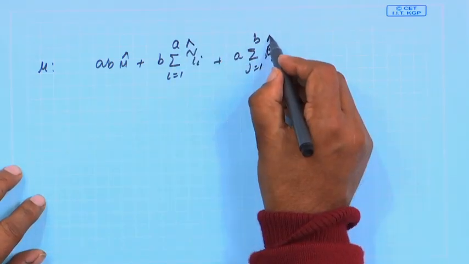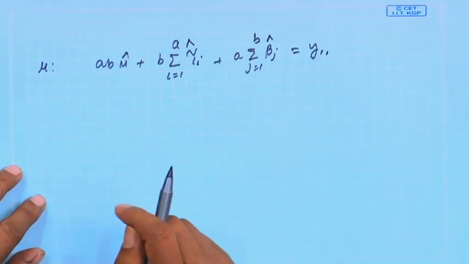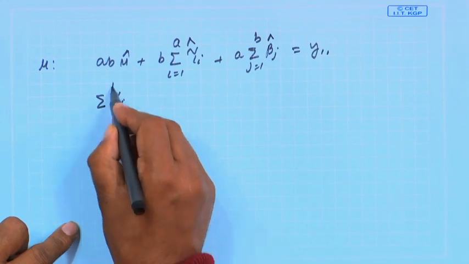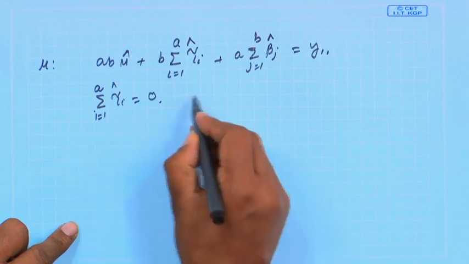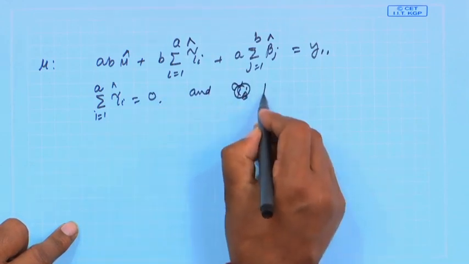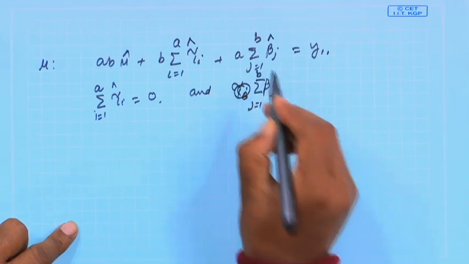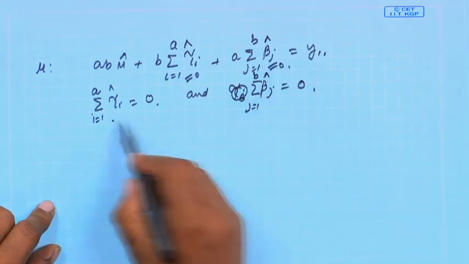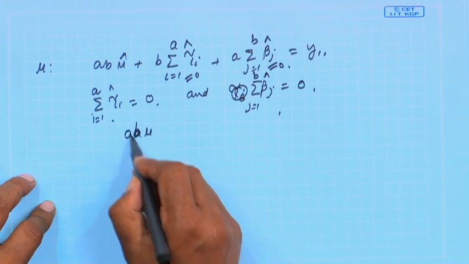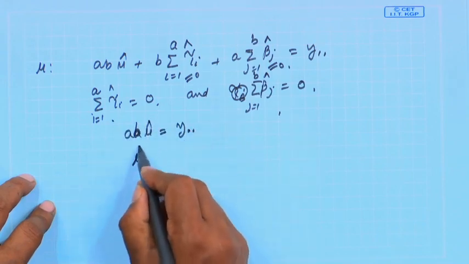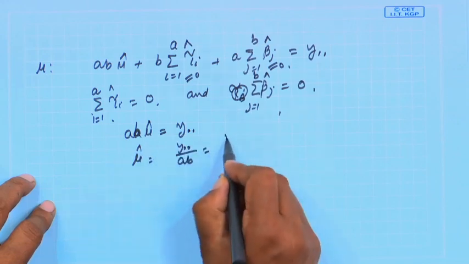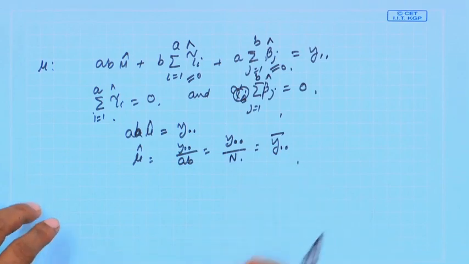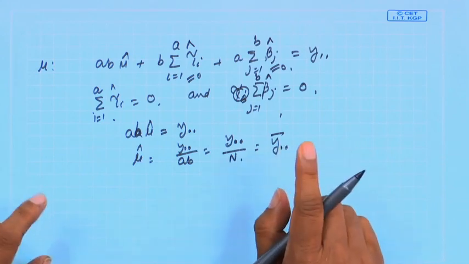So, these are all estimated values, this becomes y dot dot total. Now, we have two constraints because of the design: the sum of tau i, i equal to 1 to a, equal to 0, and the sum of beta j, j equal to 1 to b, this also becomes 0. If we put this becomes 0 and this also becomes 0, then you are getting a b mu cap equal to y dot dot. So, that means mu cap is y double dot by a b, which is nothing but y double dot by n, which is your grand average. So, what we have observed earlier, you are basically reproducing the same thing using regression approach.